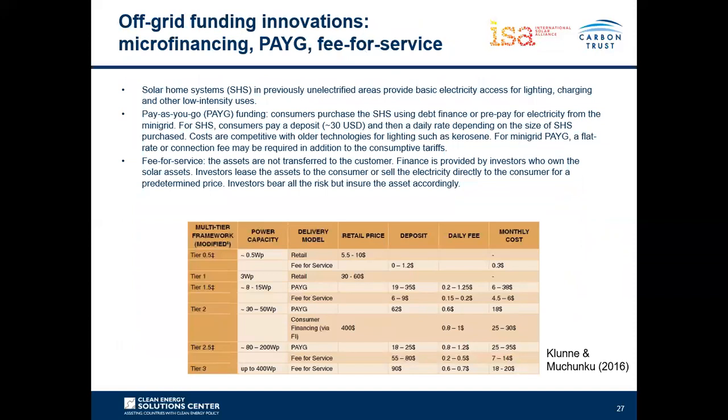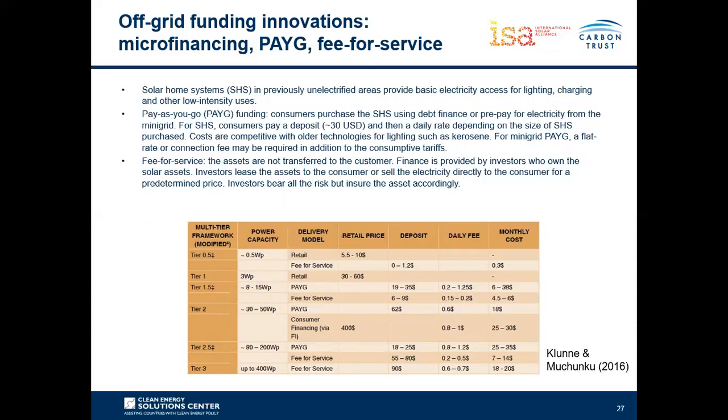And at the very small scale, the micro and pico solar scale, we see that there is a proliferation in solar home systems where customers simply put one or a few modules on their roof and they get access to basic electricity from these solar home systems. And these have been financed in 2 ways to date. Predominantly, there might be others, but this is the pay-as-you-go funding model and the fee-for-service model.